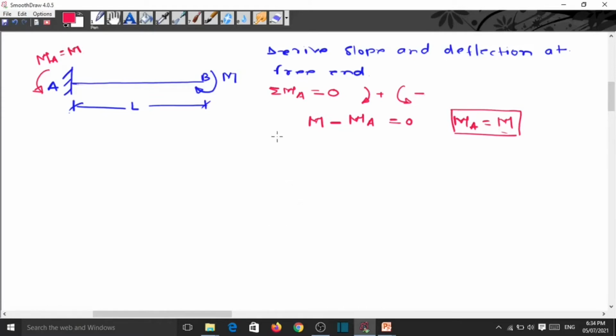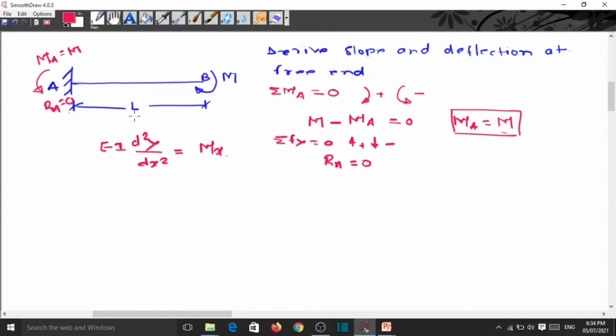Now if you apply the sigma Fy condition, vertically upward is positive and vertically downward is negative. So there is no vertical force. That is why we can say that RA is equal to 0. Then next we know the differential equation of the elastic curve, that EI d2y by dx square is equal to Mx.